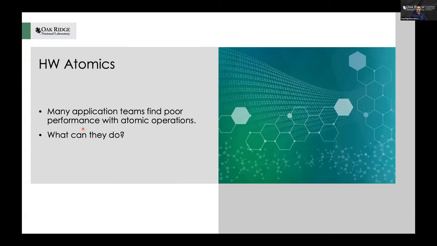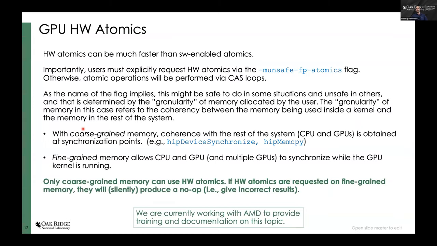So another issue that we saw a lot at the hackathons was regarding atomic operations. So there was a lot of teams that were finding poor performance or incorrect results. And so I'll show you what we learned there. So in general, hardware atomics on Crusher are going to be faster than the software-enabled atomics. But importantly, users need to explicitly request hardware atomics. Otherwise, they're going to be done in software, so using CAS loops, for instance. And so you need to give this -munsafe-fp-atomics flag to enable these hardware atomics.